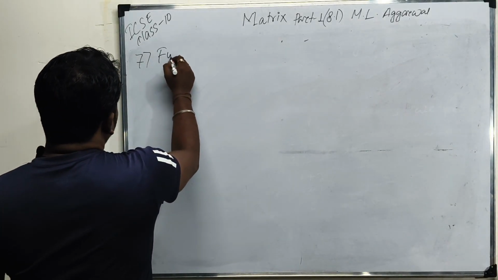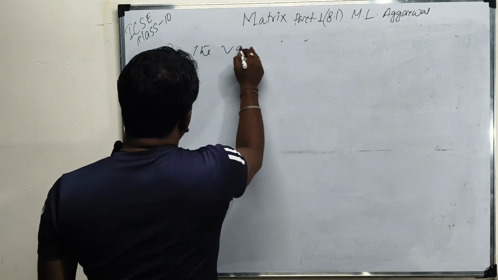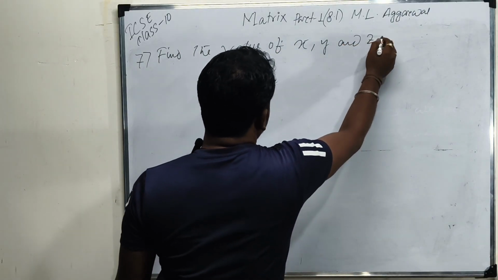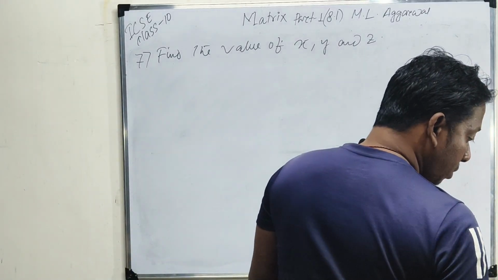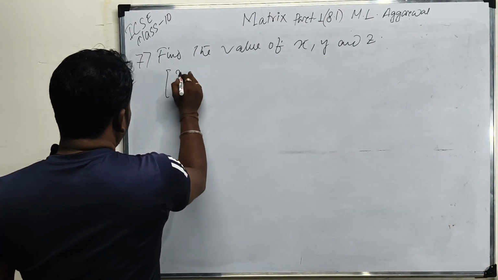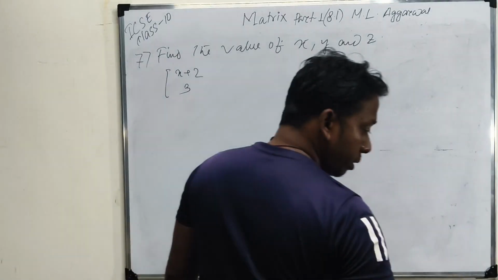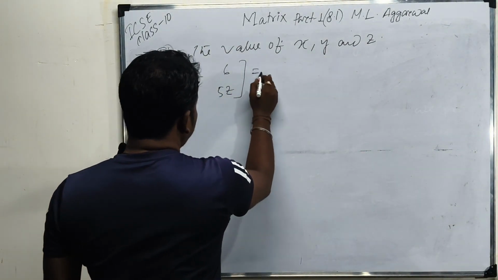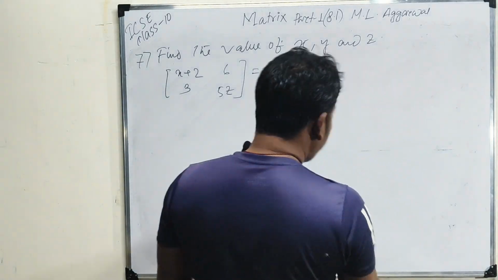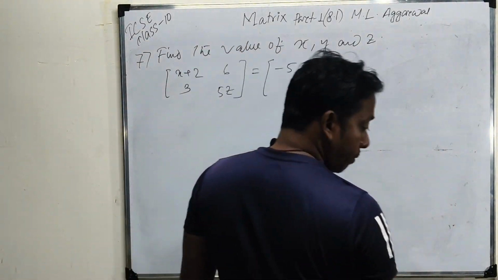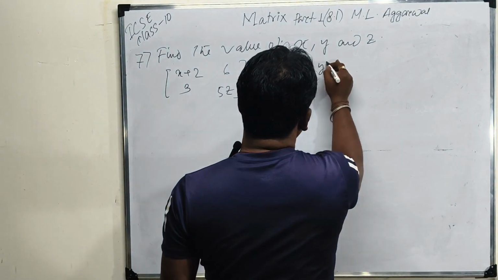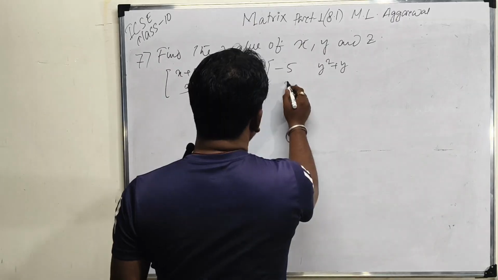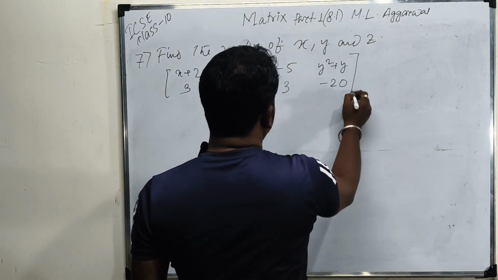Next, find the value of x, y and z. The question is the matrix [x + 2, 3; 6, 5z] is equal to [-5, y square + y; 3, -20].